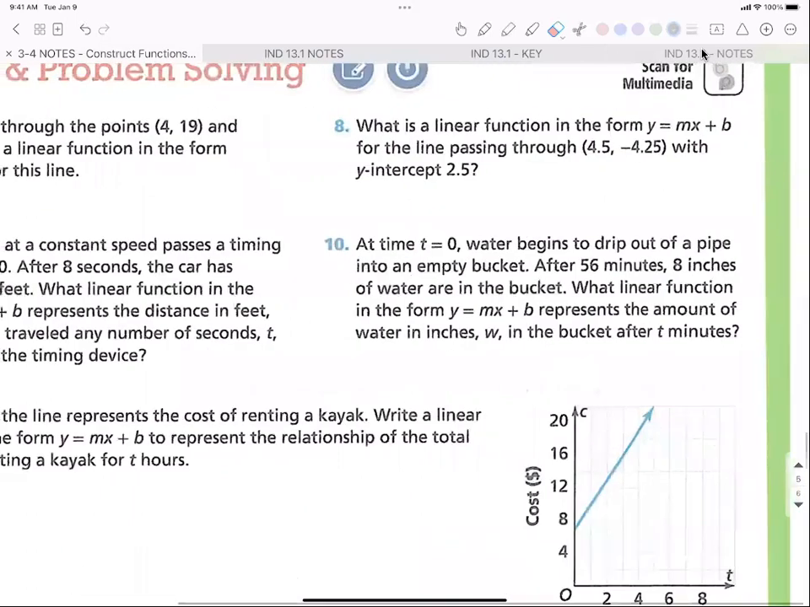Number 8, they gave you the b, and they gave you the b because they gave you the y-intercept, and that is the b. And then you had a point and a b, and again, with an x, a y, and a b, you could plug in and find the m. As long as you have 3 of the 4, you can always find the missing link.